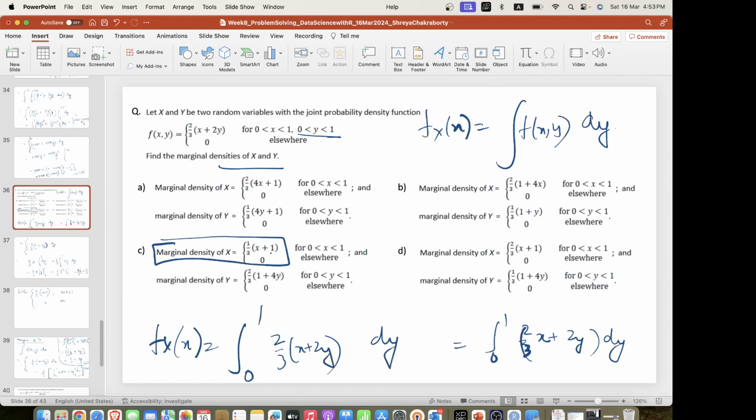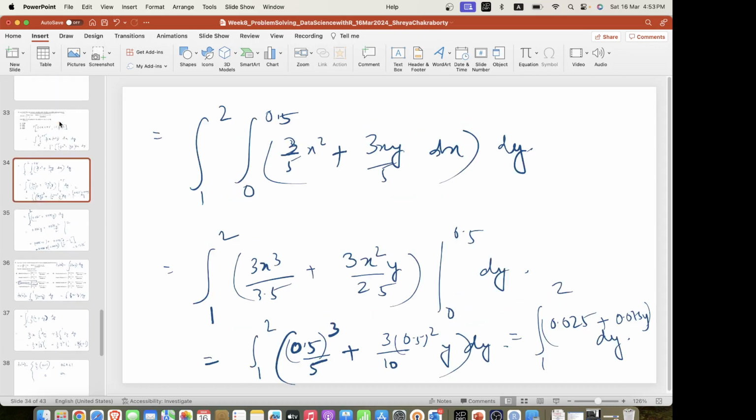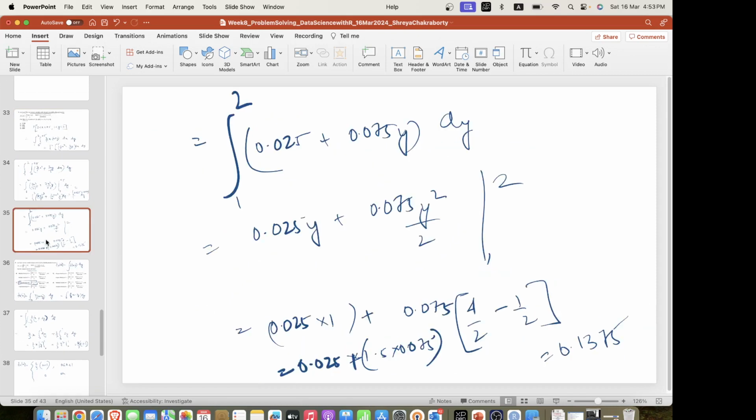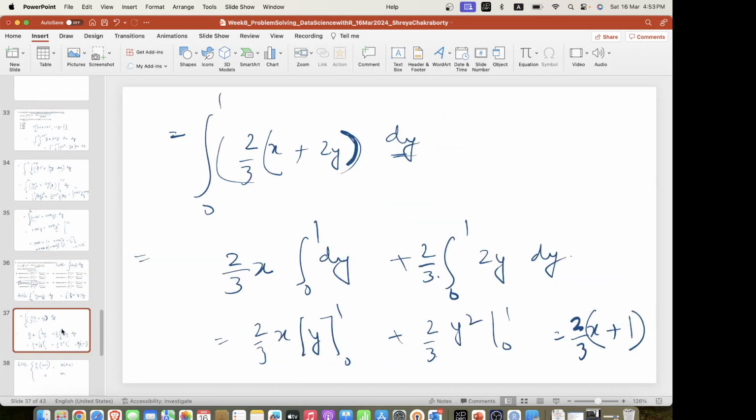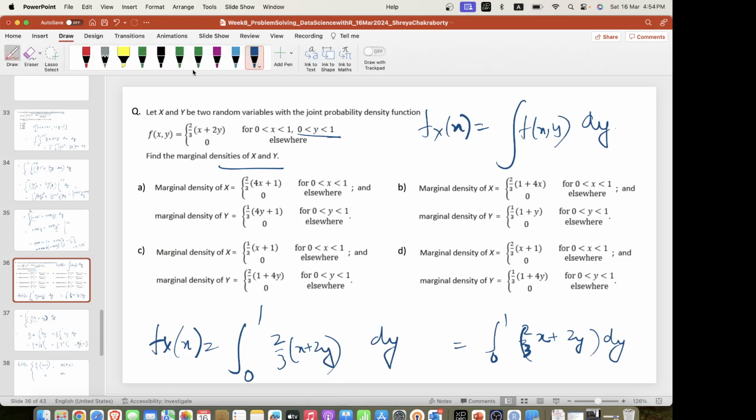Okay. So what was the marginal of x? Marginal of x was 2/3 (x plus 1). Sorry, I'm extremely sorry in marking this. This is not the one. So the correct answer is this one: 2/3 (x plus 1). And this is 1/3 (1 plus 4y). Got it?